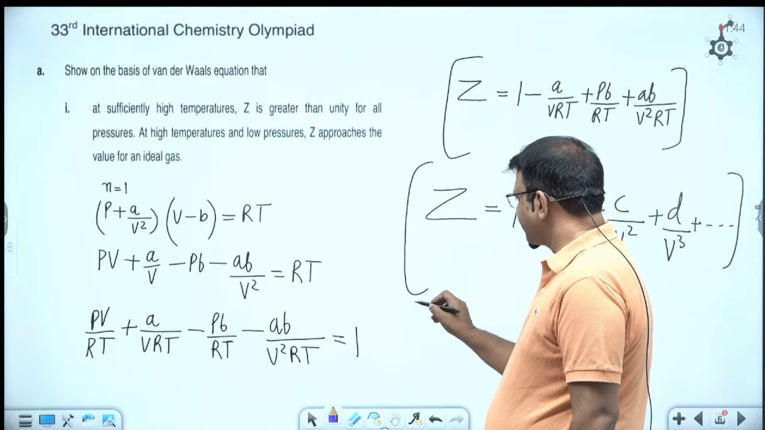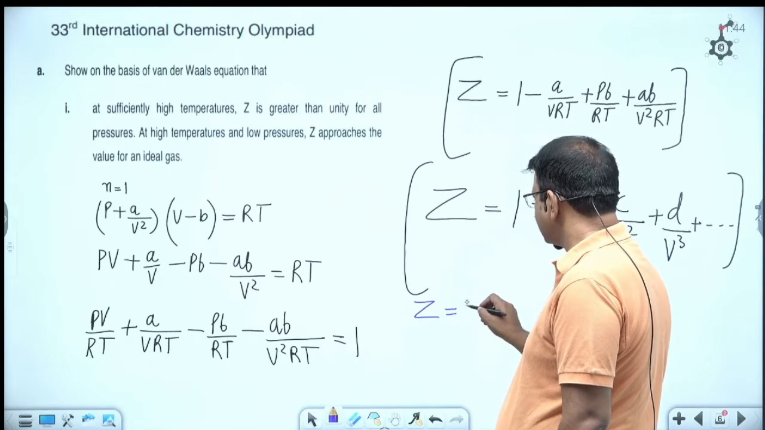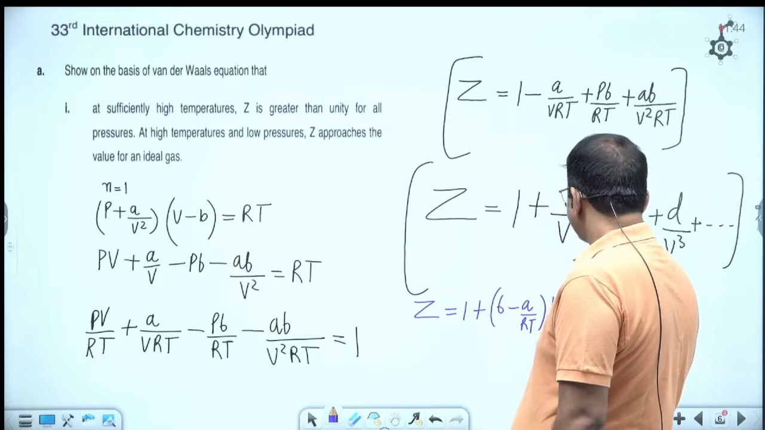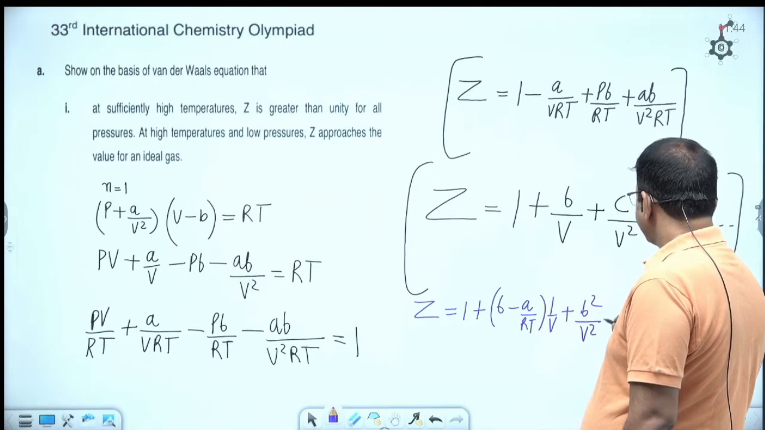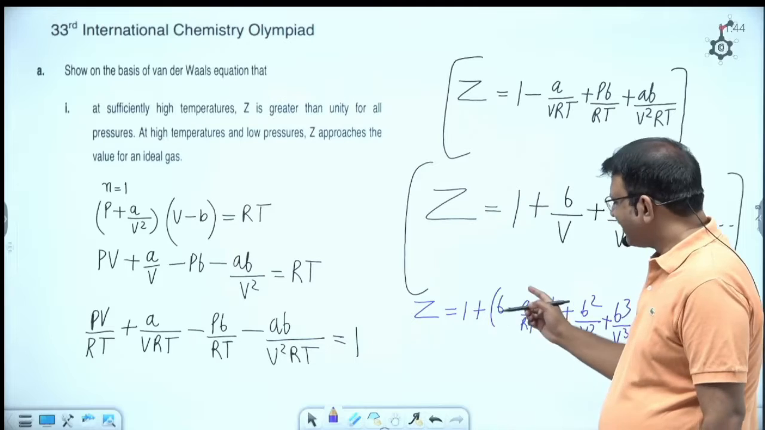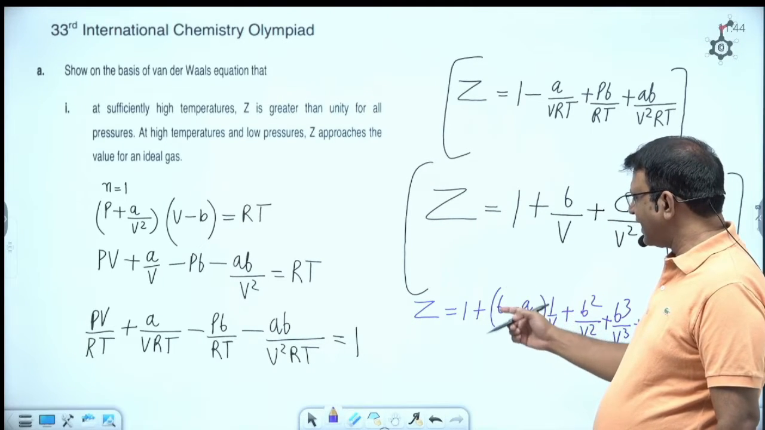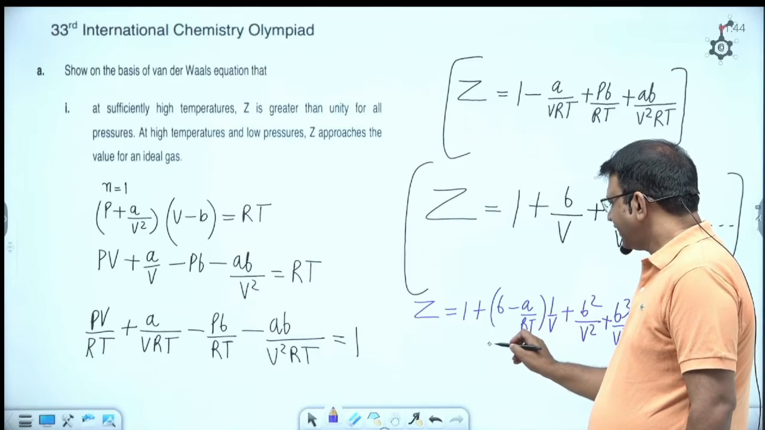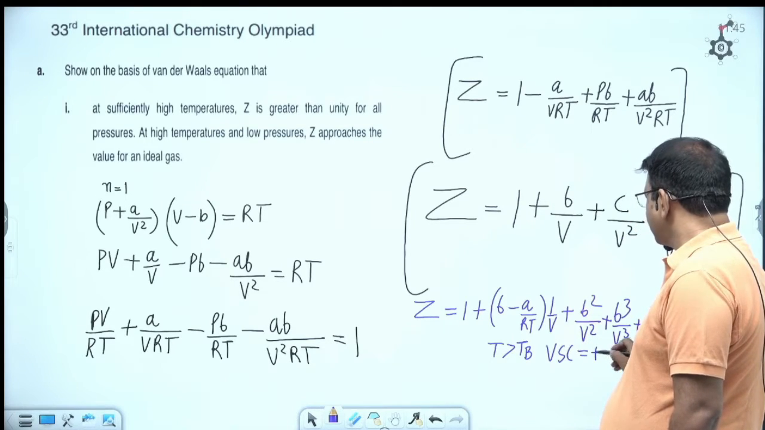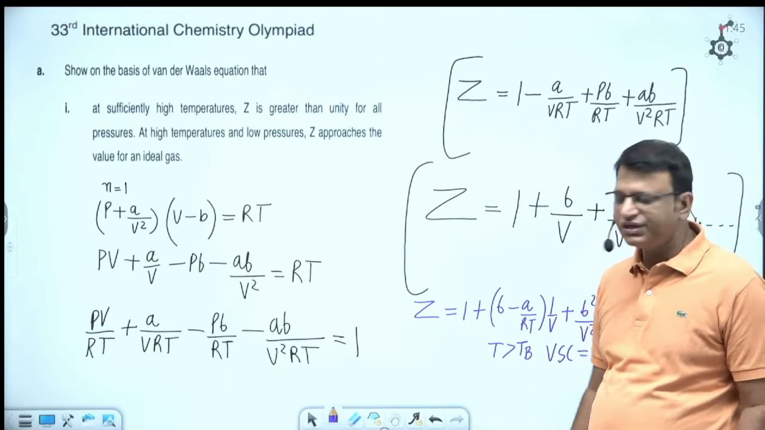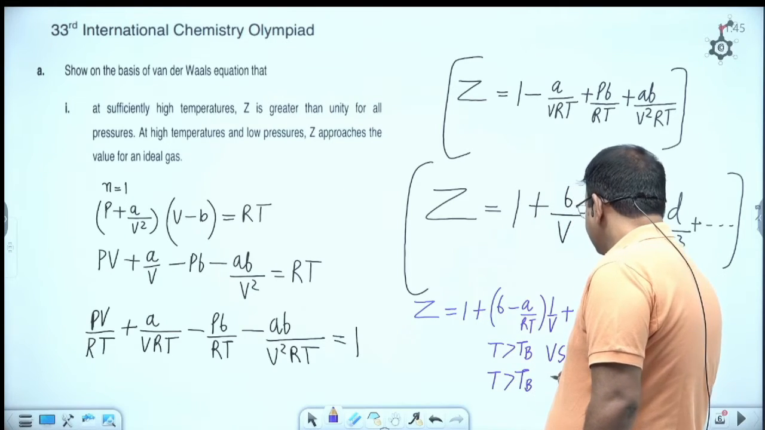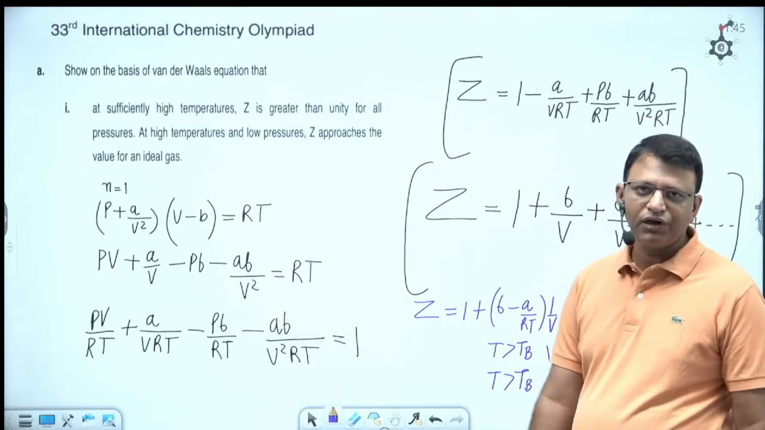In the virial equation, we just wrote for a van der Waals real gas that Z = 1 + (b − a/RT)(1/V) + b²/V² + b³/V³ up to infinity. And we know that when the temperature is equal to Boyle's temperature, the virial second coefficient is equal to 0. When the temperature is greater than Boyle's temperature, the virial second coefficient is going to be positive, and the higher coefficients are always positive. So when the temperature of the gas is greater than Boyle's temperature, the value of Z is always greater than 1 for a van der Waals real gas.